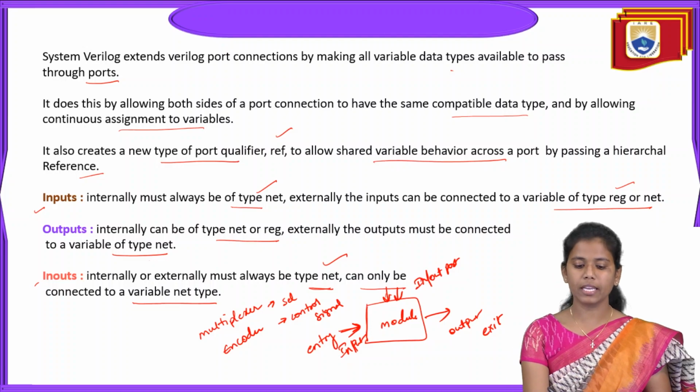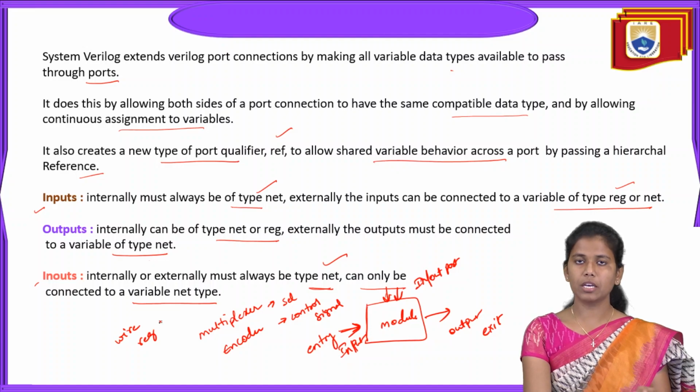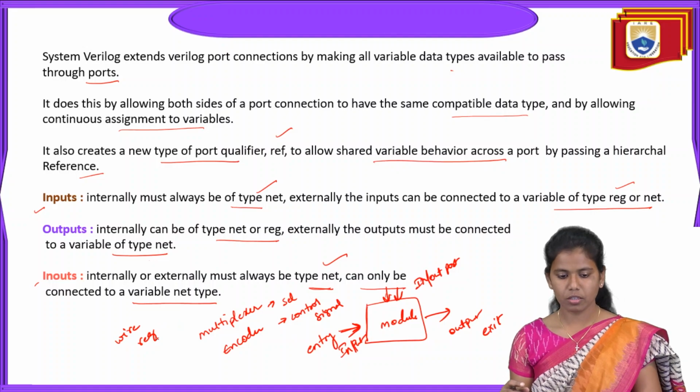Okay, a few variable types are wire and reg, right? Few variables are like that. So this is nothing but the in-out.